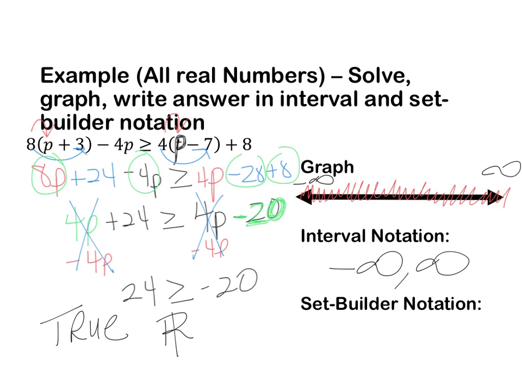And remember, the only time I use a bracket is when there's a closed dot. Any other time, I use parentheses. No closed dot, so that means parentheses. Bracket means that number is included, a particular number. Infinity always has parentheses around it. And then for set builder notation, you can actually just use the all real number symbol again. Alright, that's it on solving inequalities.